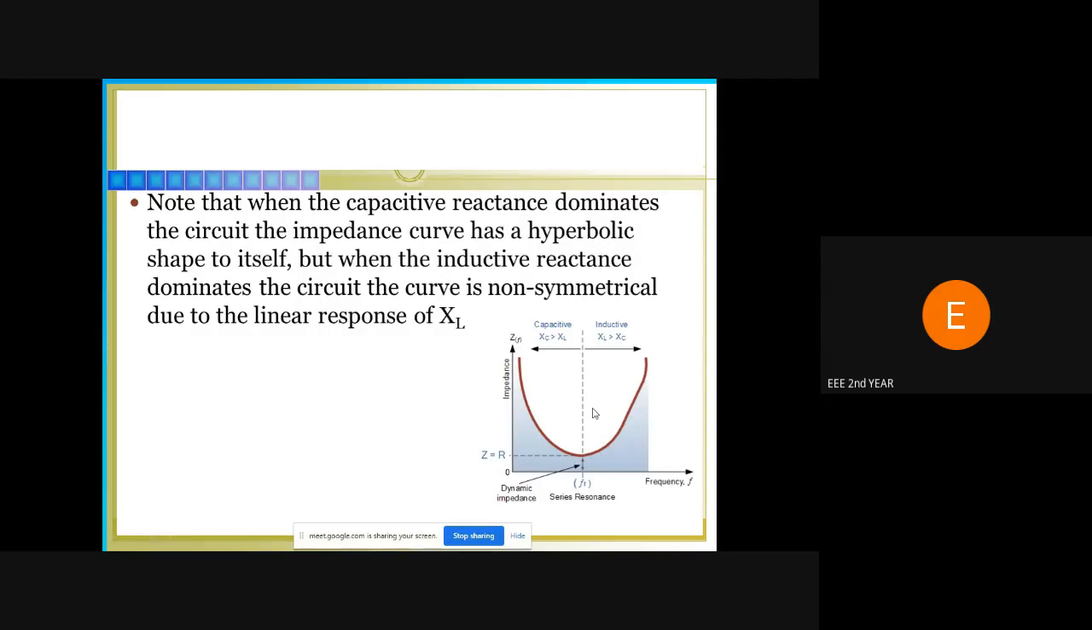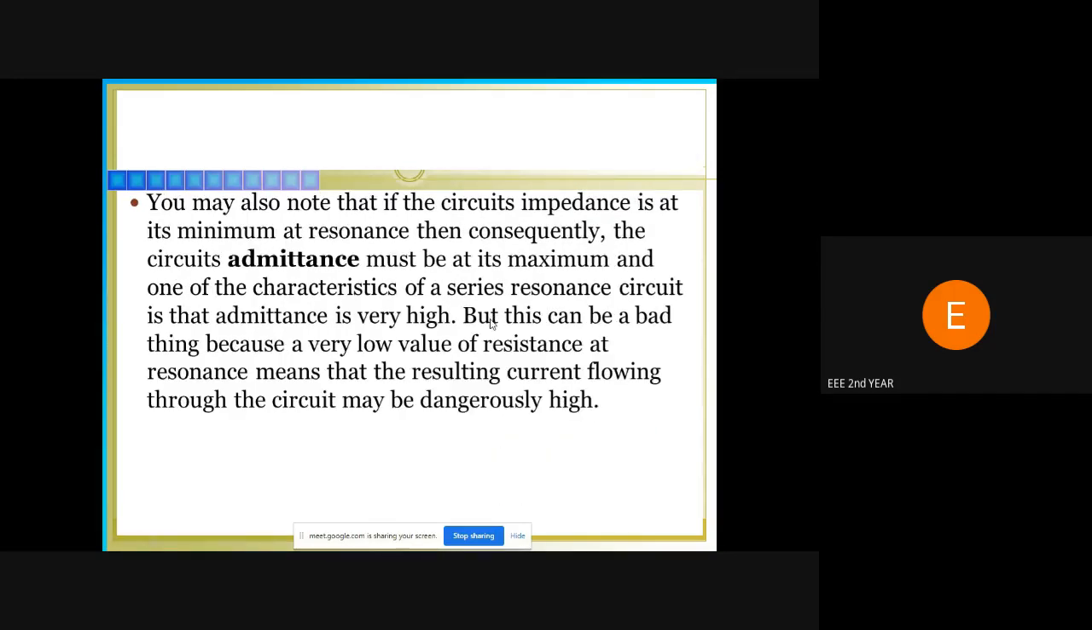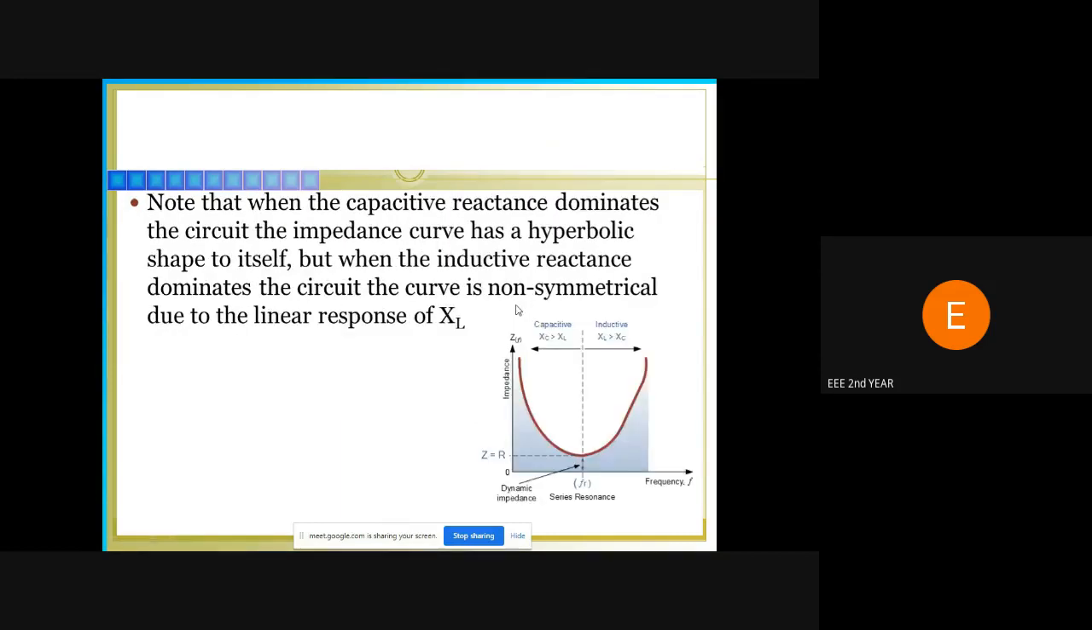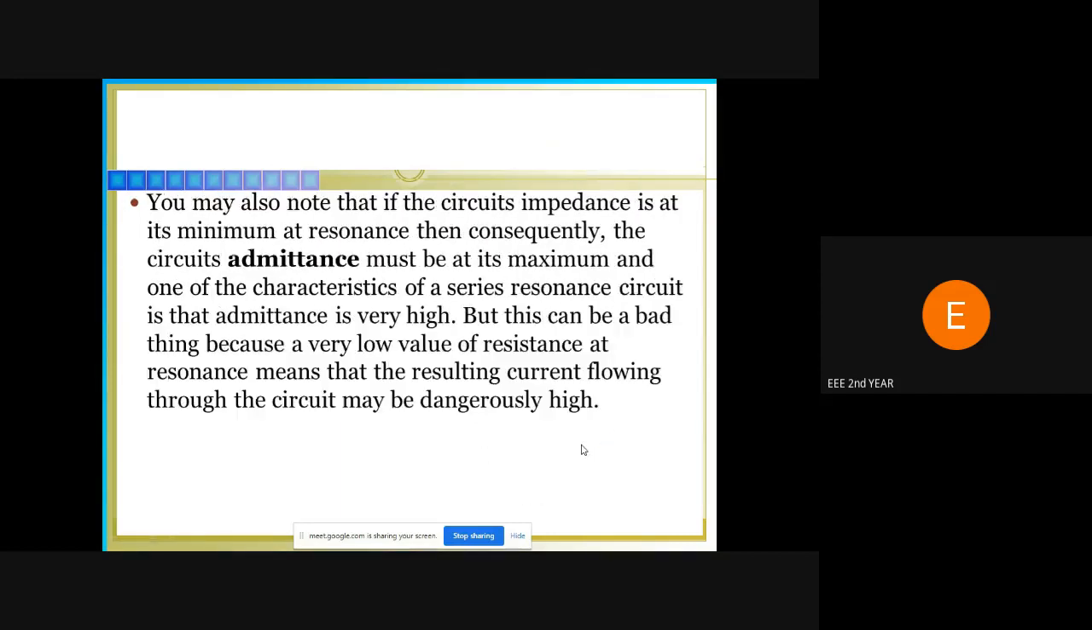And another property is admittance. What is admittance? Admittance is the inverse of impedance, which is Y equal to 1 by Z. So if Z is very minimum, then what happens to admittance? It is inversely proportional. So if your impedance is minimum, then your admittance will be maximum. Right?